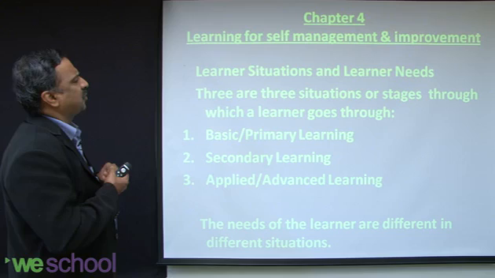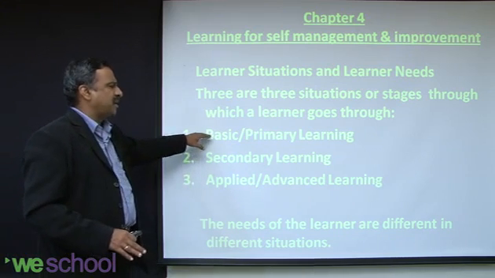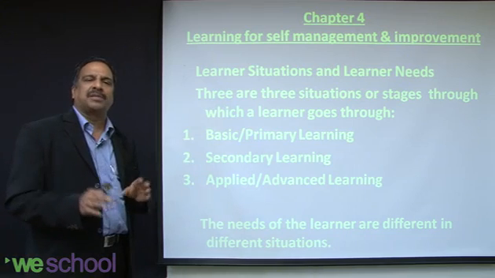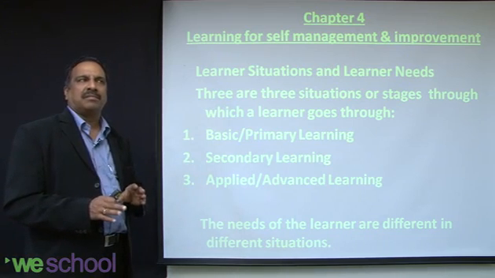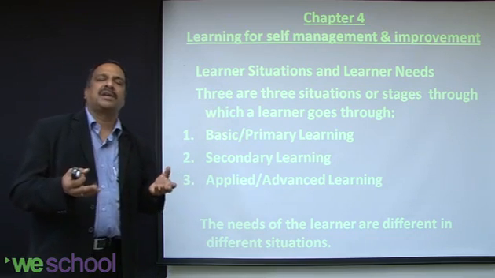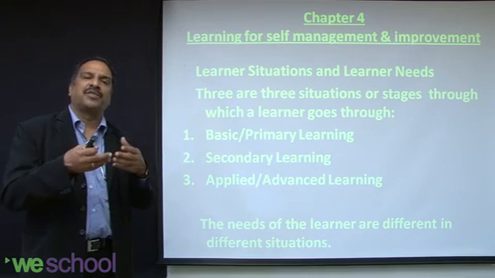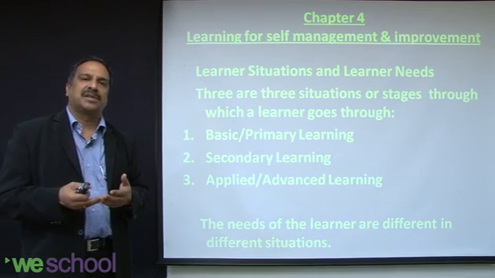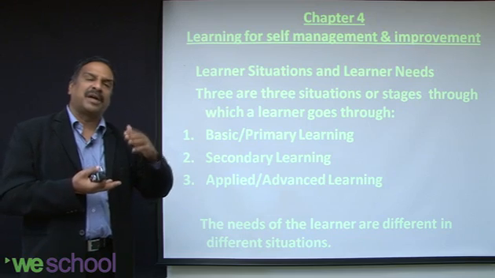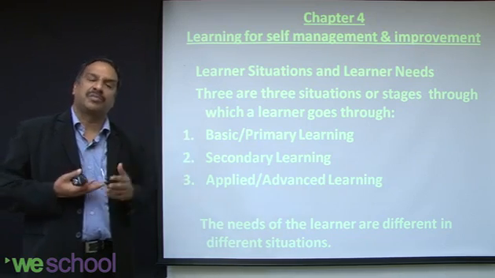Now learning goes through 3 situations. When you're very young, you have what is called basic or primary learning. First time you're learning something. Very first time. So you have to learn the ABC. After learning ABC, you'll start forming words. After forming words, you'll start forming sentences. After sentences, you'll form meaningful paragraphs. A number of meaningful paragraphs will bring about a narration.